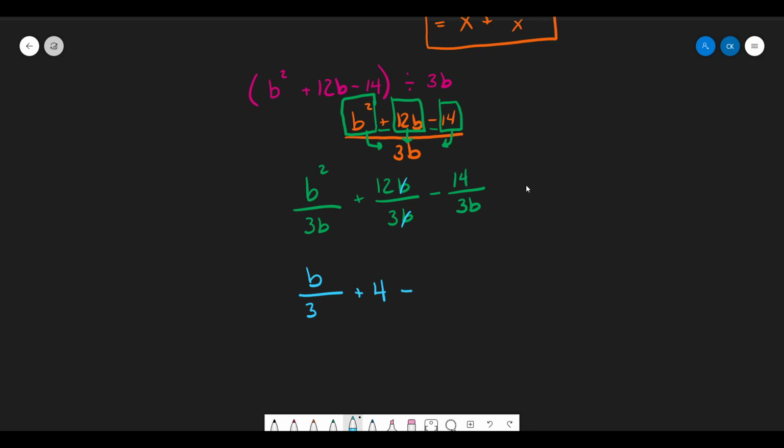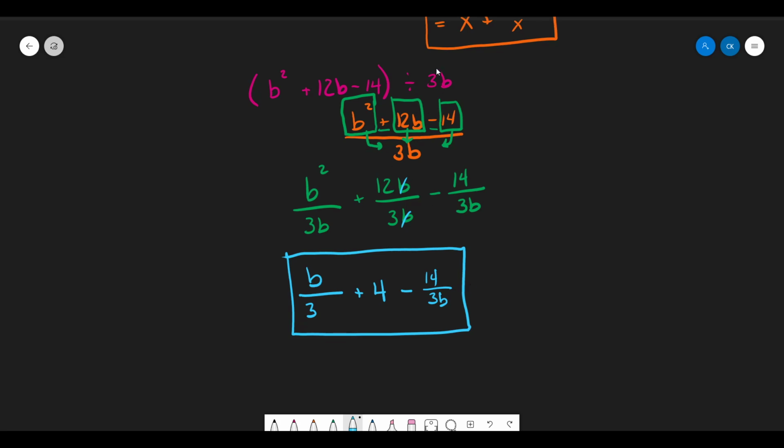Minus 14 over 3b. 14 over 3 doesn't simplify. There is nothing that goes into both 14 and 3, so I would leave it as 14 over 3. I have no b on top here, I have a b on the bottom, so that's going to stay. So this last term actually doesn't simplify. There may be times where your fraction doesn't simplify, in which case just leave it as is. No big deal. There's nothing else I have to do here. This right here would be my final answer.